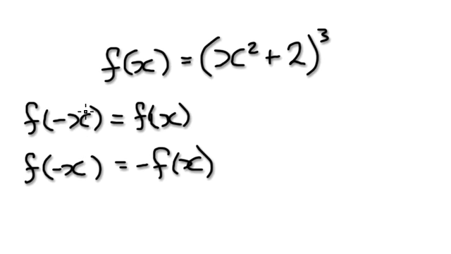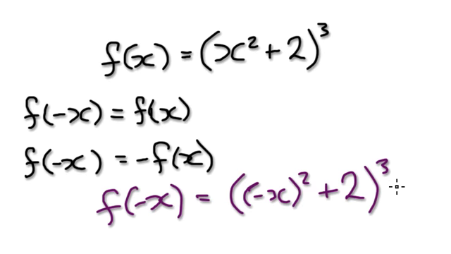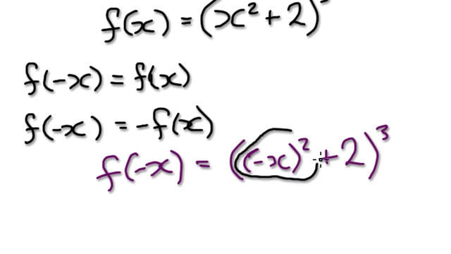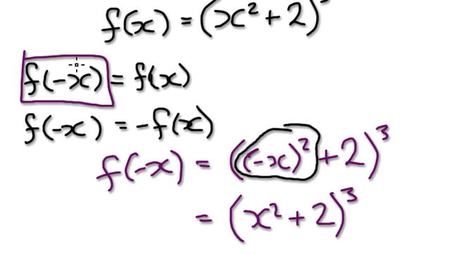Okay, so let's check to see if it's an even function. We're going to put this minus x into this x here. So f of minus x equals minus x squared plus 2, and then close it, and then to the power of 3. Okay, and then if you tidy this bit up, it becomes x squared plus 2 to the power of 3. So you see this bit here, after applying this transformation, it becomes this.